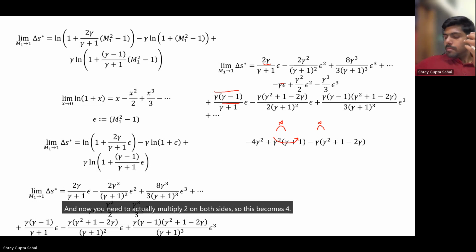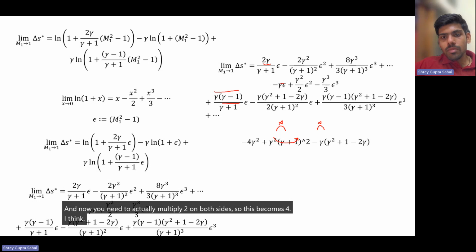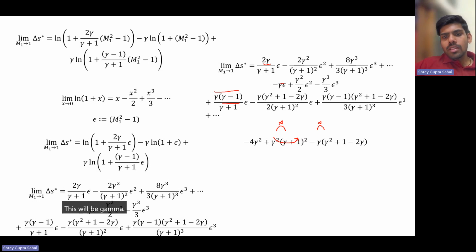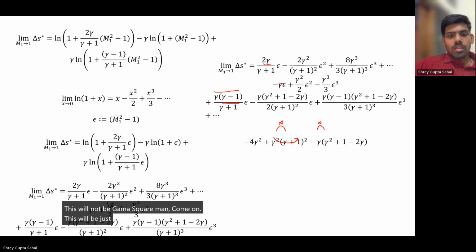Think, this will be gamma square. This is okay. Just let me think. Okay. Oh, this will not be gamma square, man. Come on. This will be just gamma. See, mistakes I have done. A lot of mistakes which I have done is this will also be gamma.